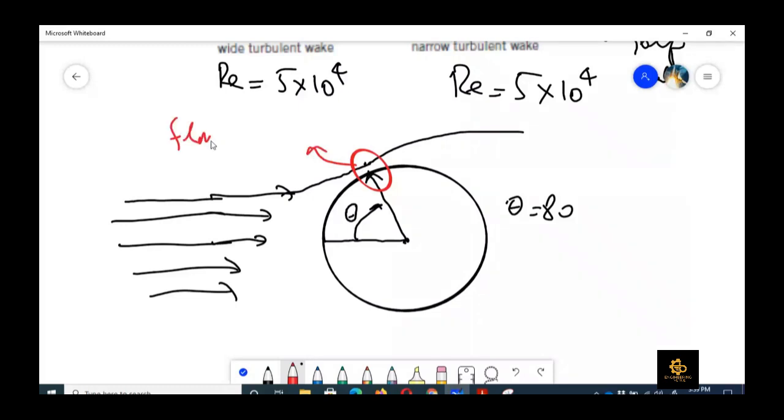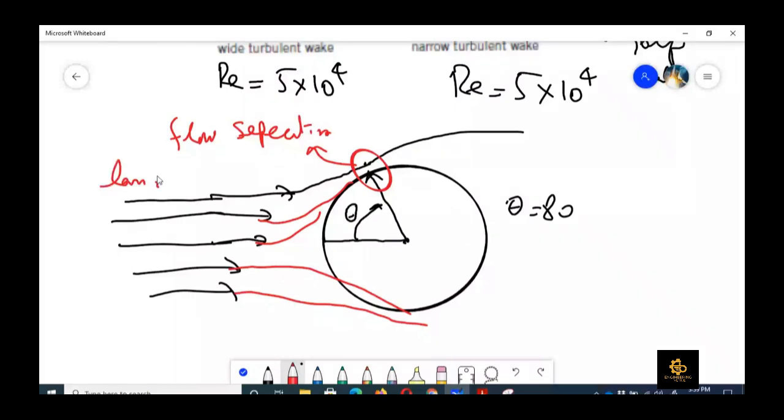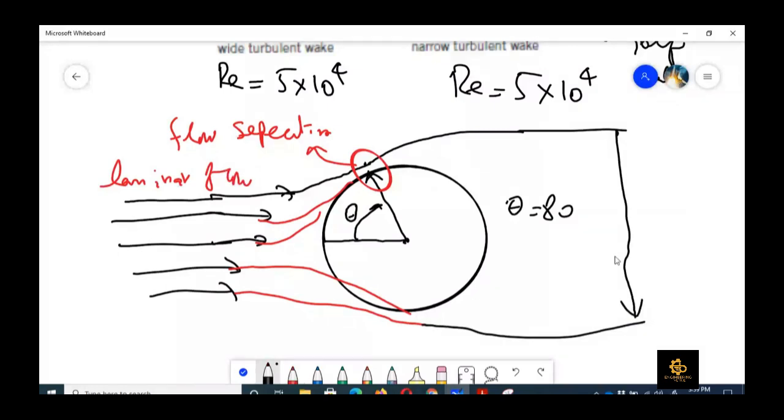The flow would separate at this point when we have laminar flow, right? And when we have laminar flow, you can see the wake region is quite big. This is the wake region where the flow velocity is different from the free stream velocity. Now, what if we introduce some dimples on the surface of the cylinder or sphere we are talking about?